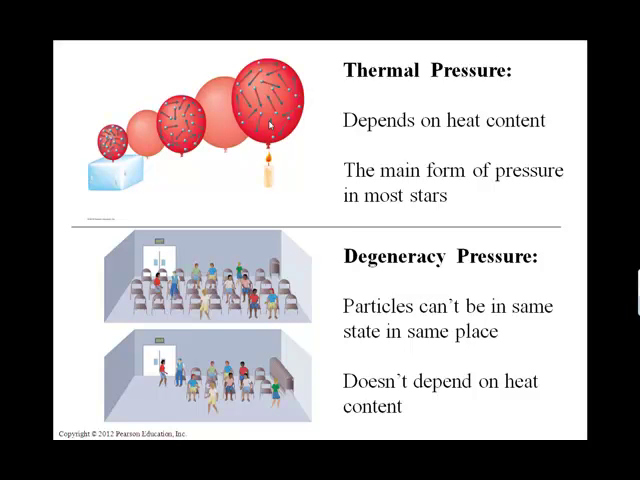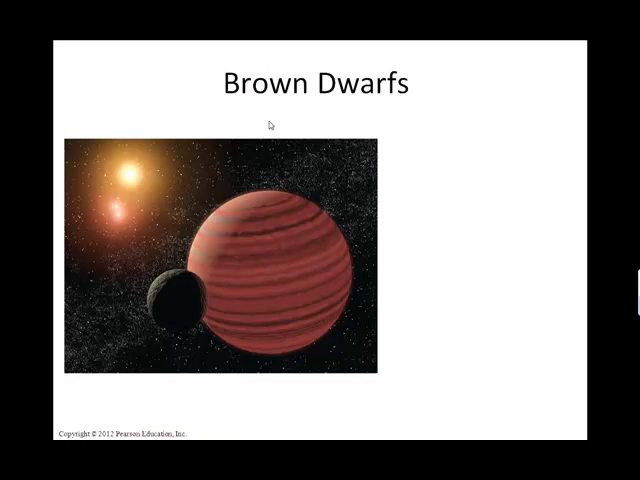We're going to be talking more about degeneracy pressure later on when we talk about white dwarfs, neutron stars and black holes. But here, electron degeneracy pressure is winning out over gravity.